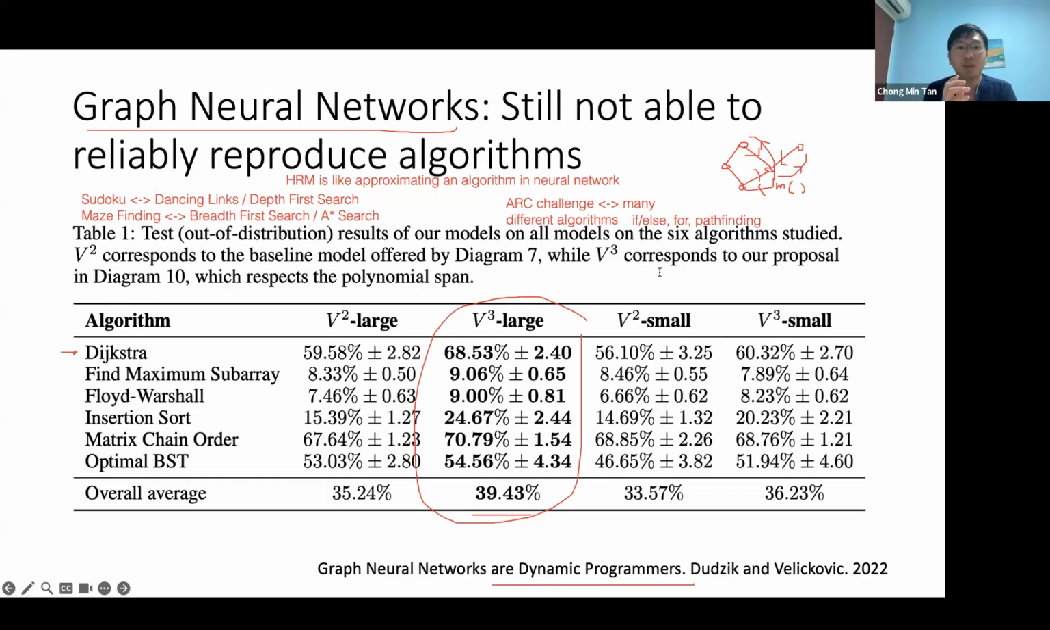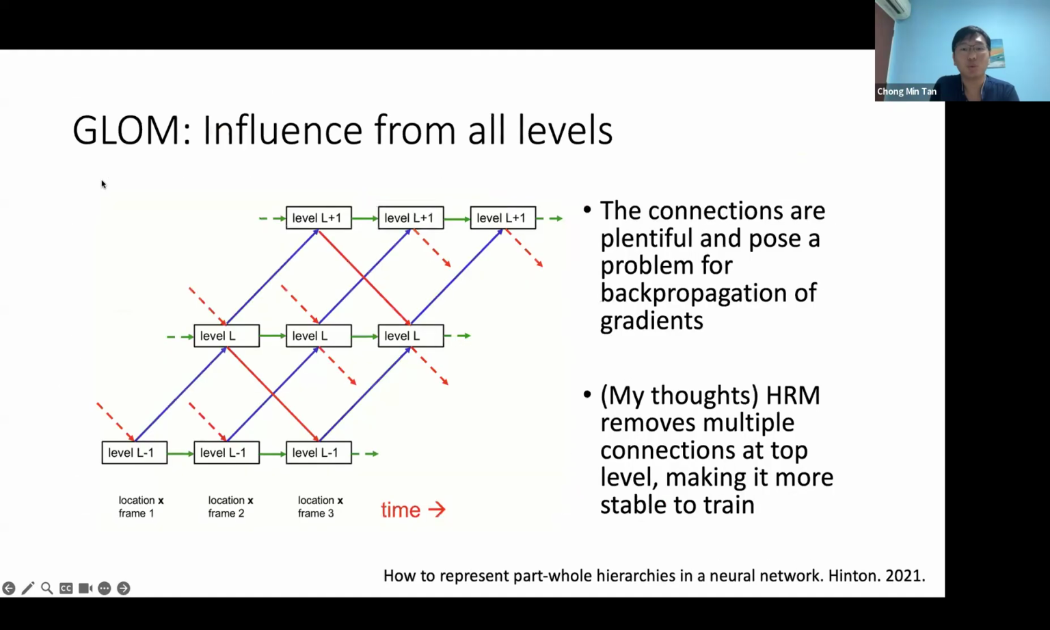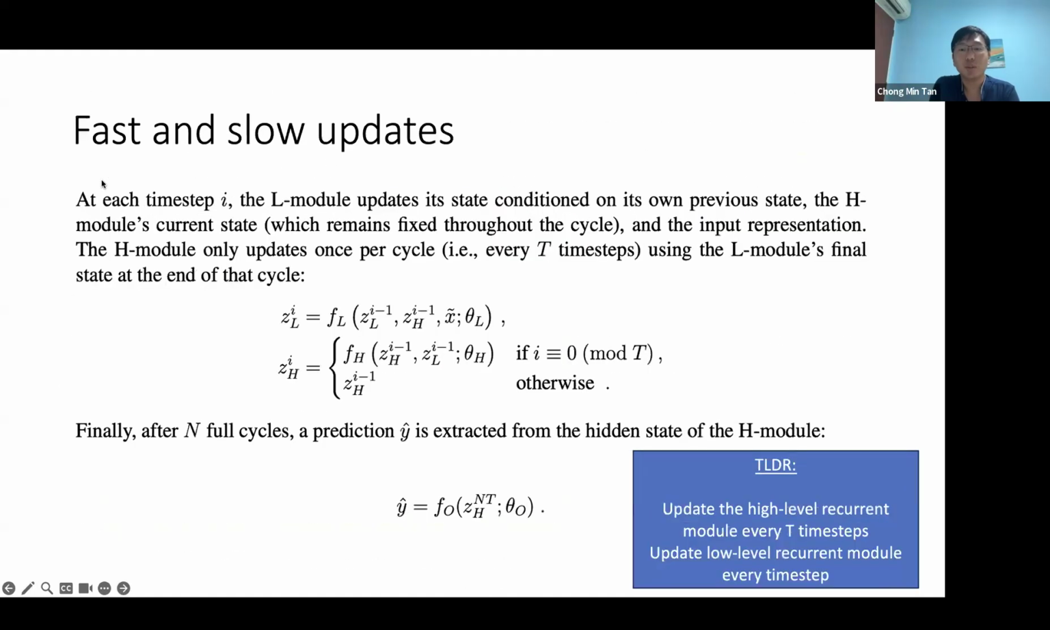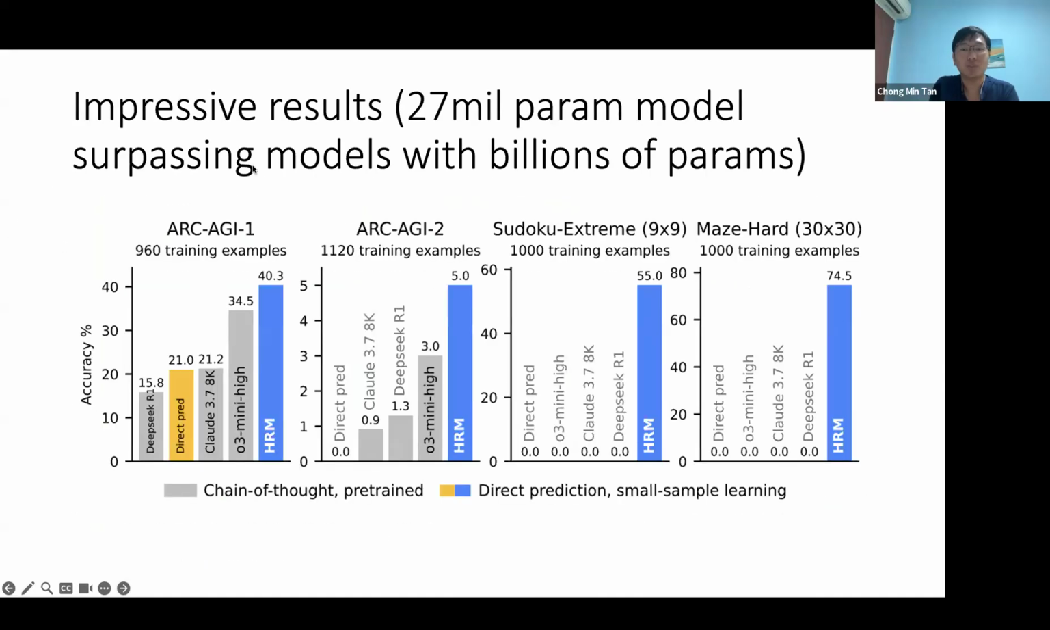But if we use a neural network to solve maybe maze finding, I don't expect the neural network to be 100%. And indeed, if we just take a look at the maze grid here, I'm going to have to go all the way to the front again. If we just take a look at the maze hard and the Sudoku extreme, take a look at this. 55% for Sudoku extreme and 74.5% for maze hard. What does this mean? This means that algorithms are still better.